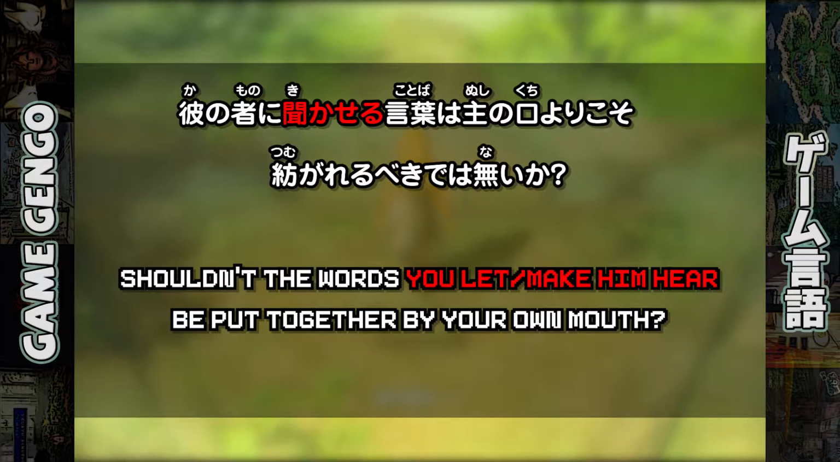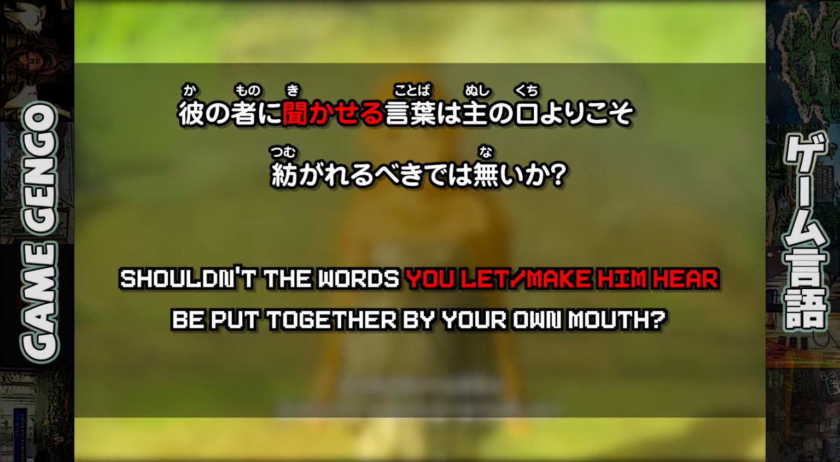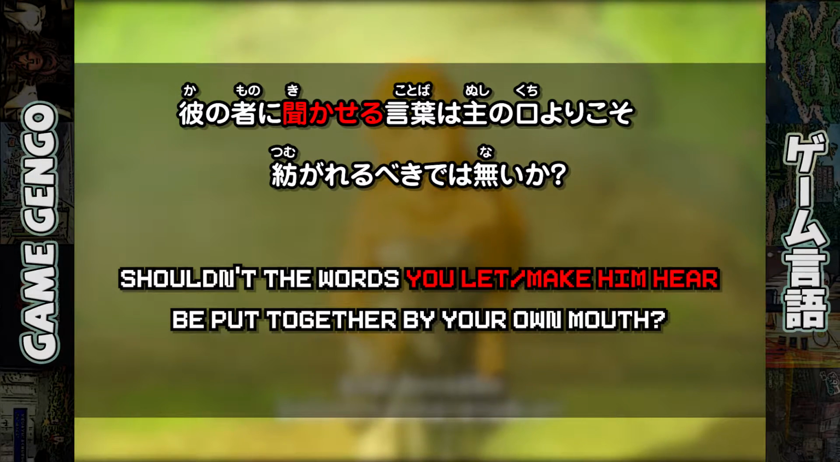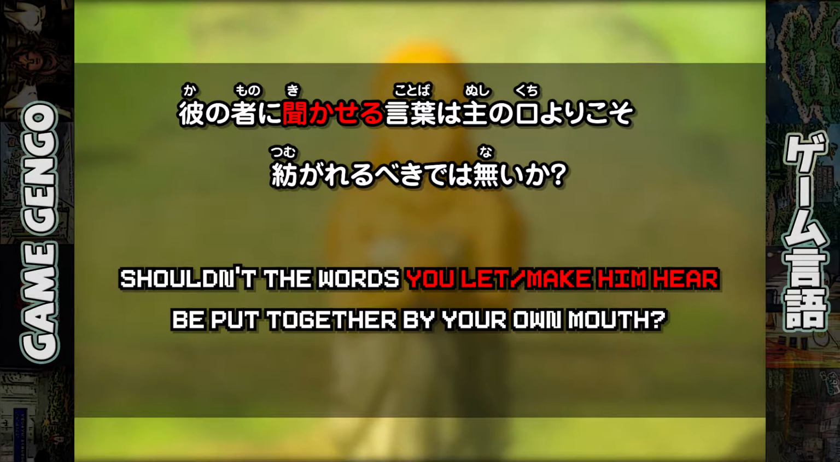Shouldn't the words you let him hear be put together by your own mouth? Here the verb he uses is kikaseru, to express letting someone hear something or making someone hear something. Kiku meaning to hear, and then kikaseru to let someone hear.